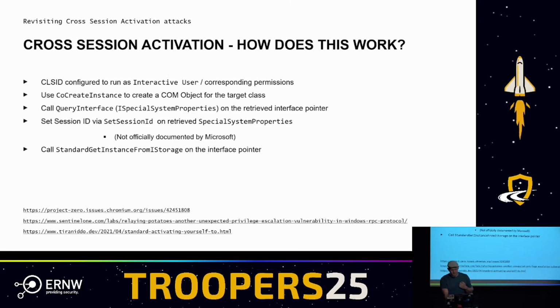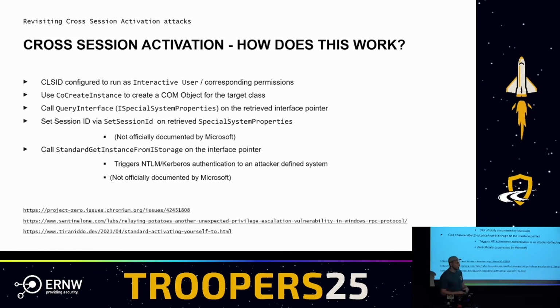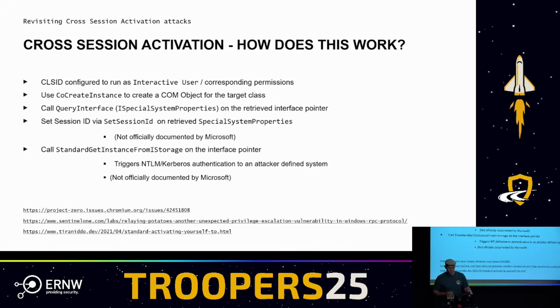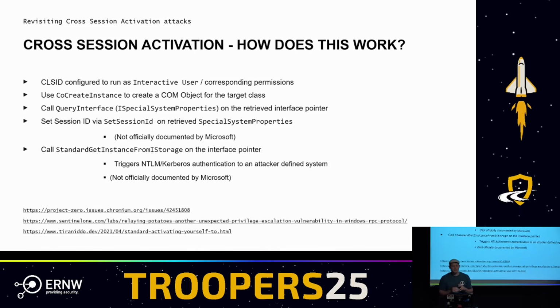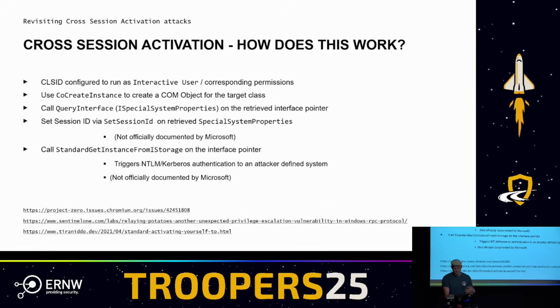Then you need to use the standard GetInstanceFromIStorage to actually trigger this attack. And in the very first tools that were published, and I'm going to show them later on, calling this API leads to the fact that an NTLM or Kerberos authentication is triggered in the context of the other user from the session ID which you specified, so that you get this hash and you could relay it, for example, or you could try to crack it to get the user's password. So this is the general concept of how all these tools work in the back end.